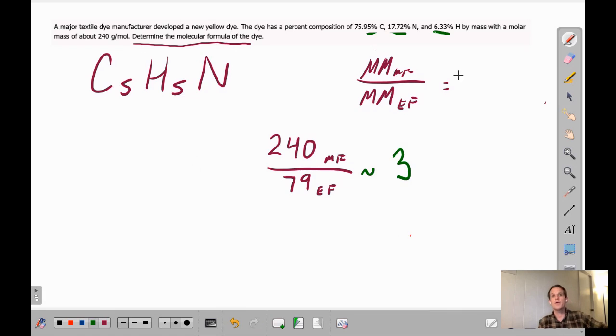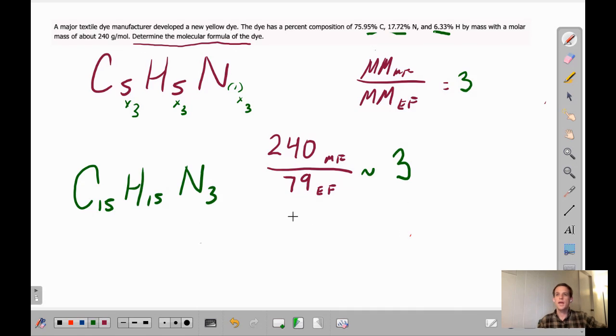So now we have our scale factor between our empirical formula and our molecular formula. So all we have to do is take our empirical formula and multiply all of the coefficients by that. Imagine there's an invisible 1 right here. So that's going to give us C15, H15, and N3. And there we have it, folks. That's how to walk through basic empirical formula, molecular formula, and percent composition questions. There will probably only be 1 or 2 questions like this on the AP exam, but still, it's a pretty basic, pretty procedural calculation to know.